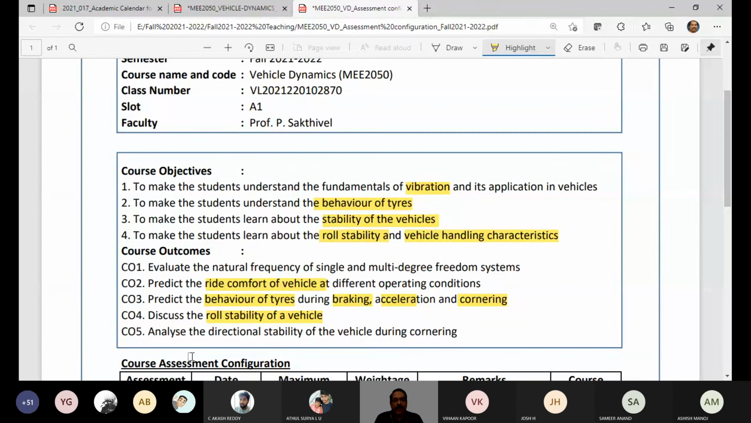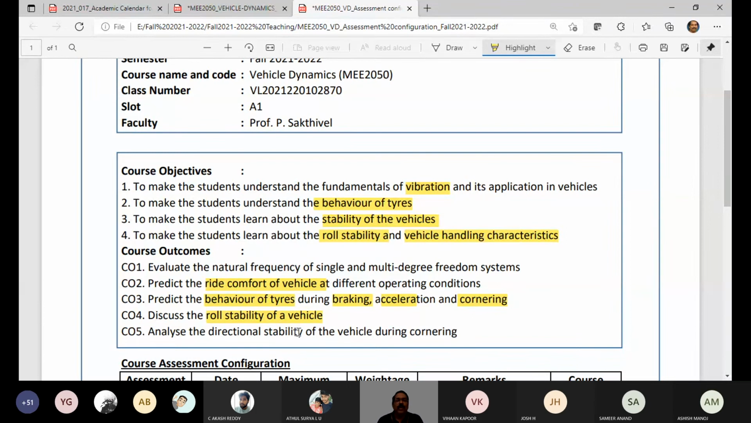And in outcome 5, you would be able to analyze the directional stability of the vehicle during cornering. It's very specific: you would be able to see how comfortably you can drive your vehicle in steady state. If it goes out of steady state, you call it yaw plane stability. These words, yaw plane and in-plane, you will understand once you understand the reference axis system that we put on a vehicle. In today's class I will explain that as we proceed further.